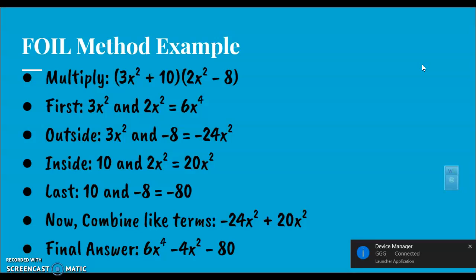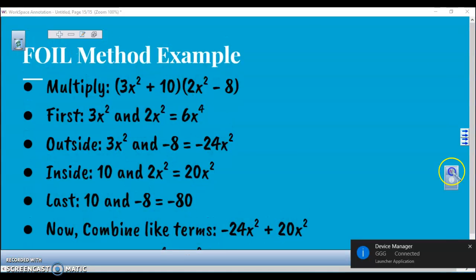So here's another example. Multiply 3x squared plus 10 times 2x squared minus 8. So remember, first terms here would be 3x squared and 2x squared. That would give me 6x to the fourth. Outside terms would be 3x squared times negative 8. So that would give me negative 24x squared. Inside terms would be 10 and 2x squared. That gives me 20x squared. And then last terms would give me negative 80, because 10 times negative 8.